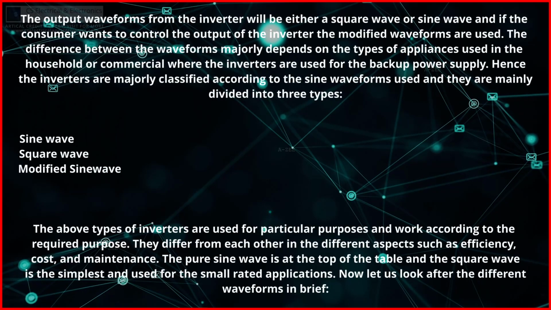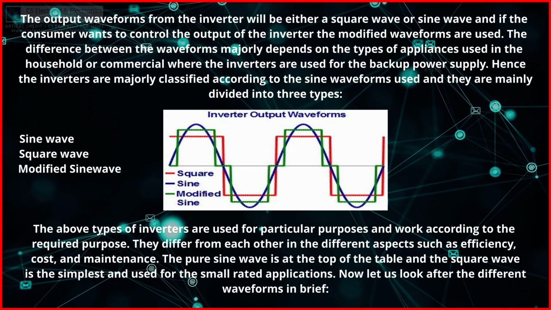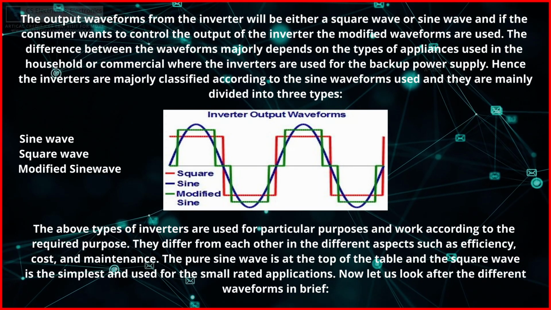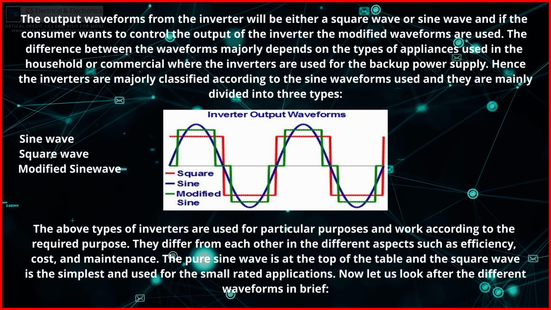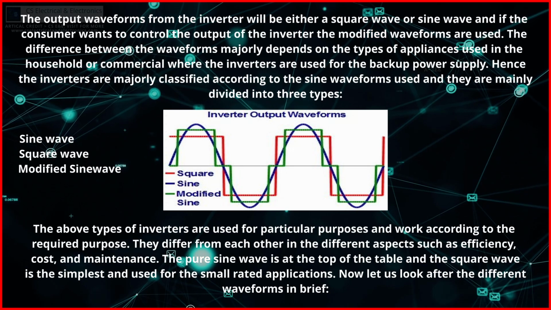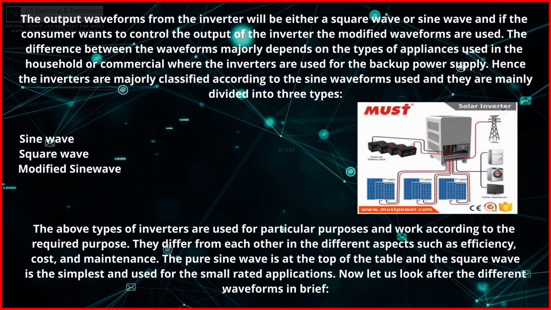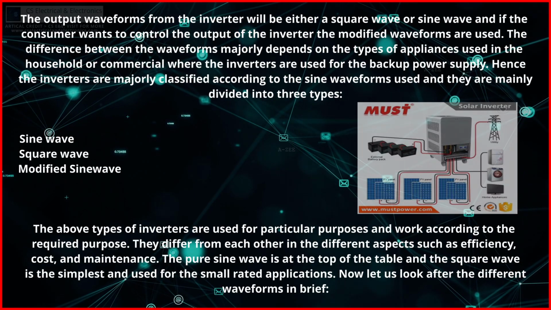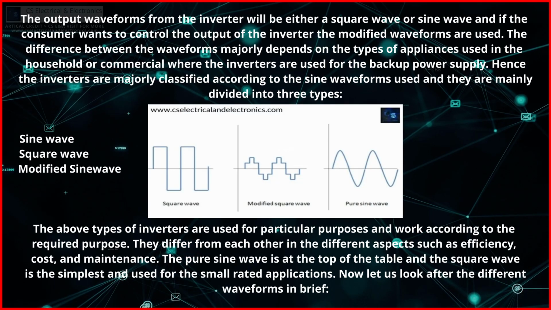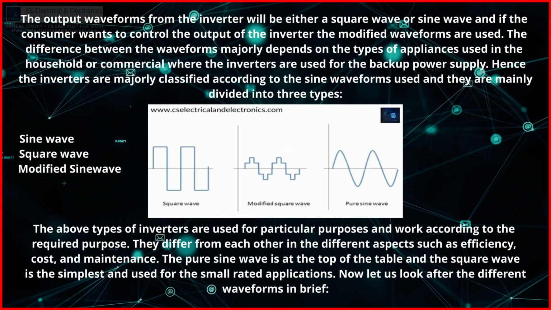The output waveforms from the inverter will be either a square wave or sine wave, and if the consumer wants to control the output of the inverter, the modified waveforms are used. The difference between the waveforms majorly depends on the types of appliances used in the household or commercial setting, where the inverters are used for the backup power supply. Hence, the inverters are majorly classified according to the waveforms used, and they are mainly divided into three types: sine wave, square wave, modified sine wave.